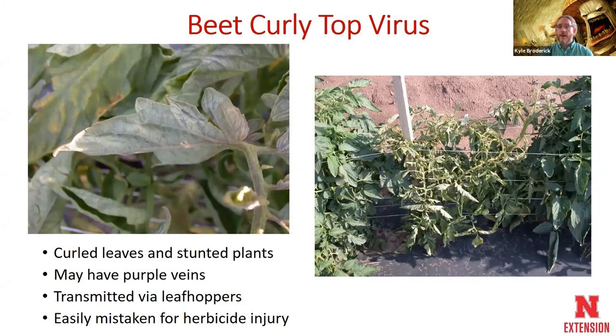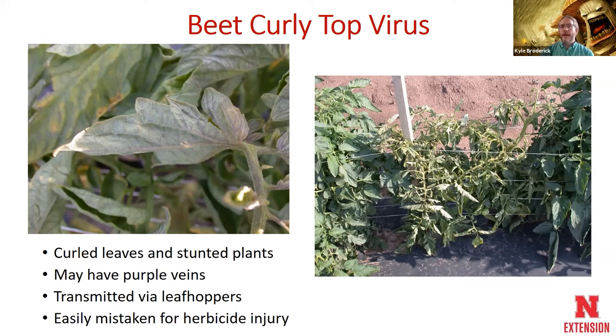Now, beet curly top virus is the one that I get questioned about the most, with people really wanting to test their tomatoes for curly top virus. This one causes stunting and curled leaves. Whenever we think about herbicide drift on our tomatoes, we will also see stunting and curled leaves. Now, with beet curly top, the veins on the underside of the leaf may have kind of a purple hue to them. Not always, but sometimes, and so that's one thing to look for.